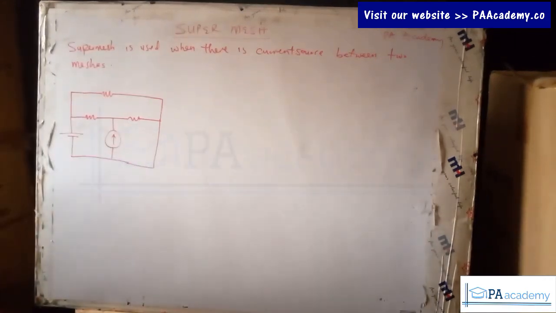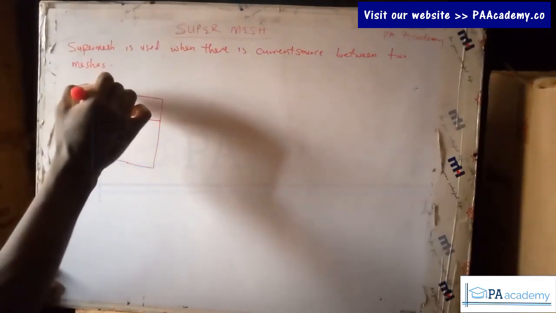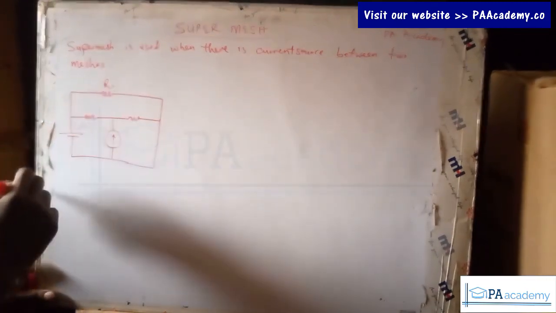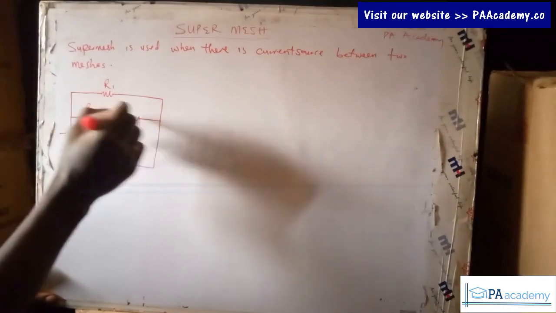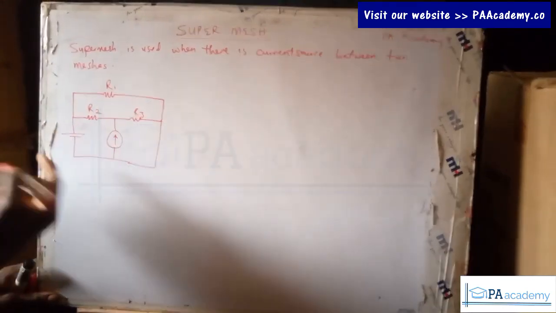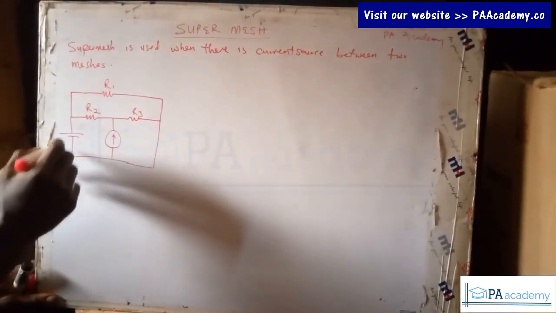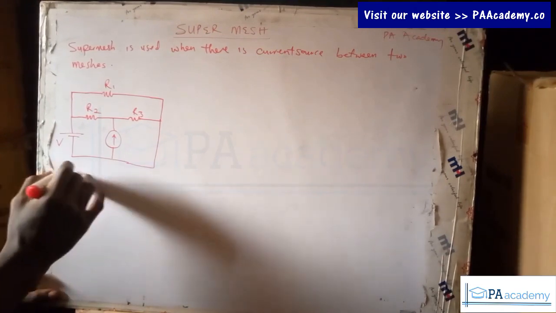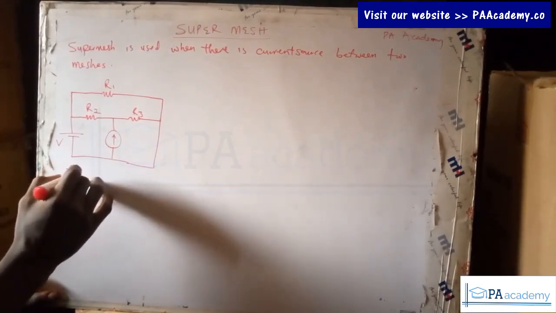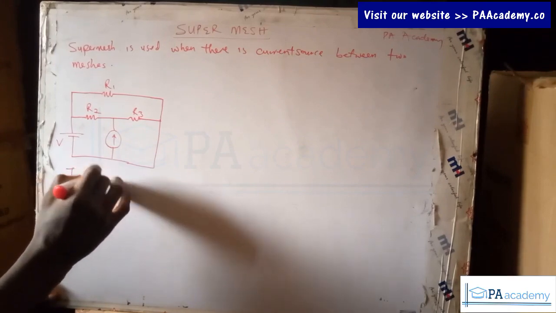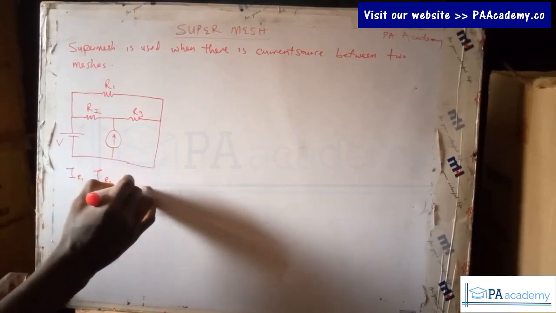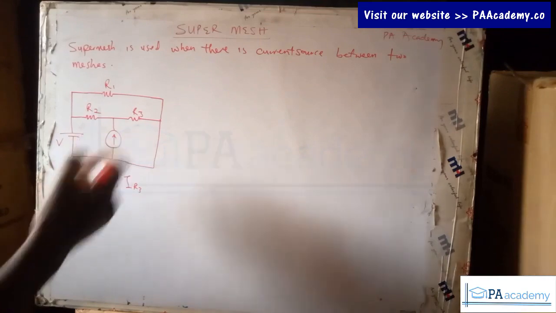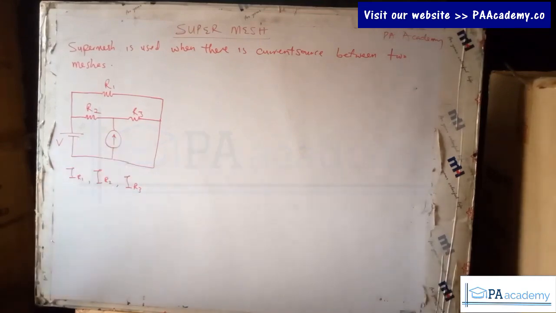Now let me put in some values. Let's call this resistor R1, this R2, and this R3. This is our voltage source, let's call it V. Let's say in this question we are asked to find the current flowing through R1, the current flowing through R2, and the current flowing through R3, the three resistors.